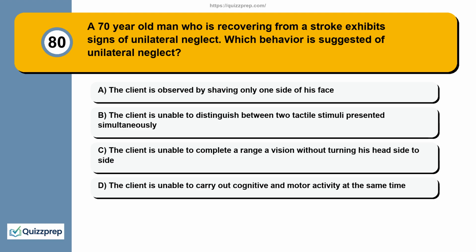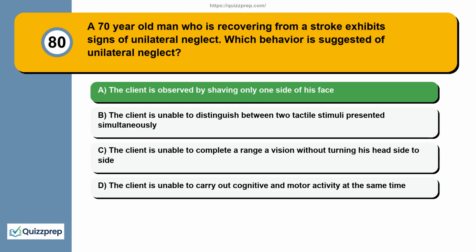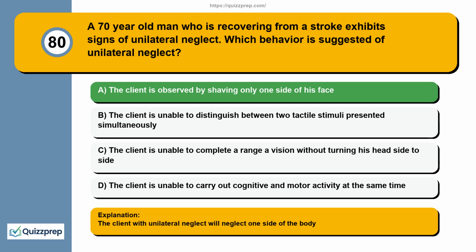Question 80. A 70-year-old man who is recovering from a stroke exhibits signs of unilateral neglect. Which behavior is suggestive of unilateral neglect? The client is observed shaving only one side of his face. The client is unable to distinguish between two tactile stimuli presented simultaneously. The client is unable to complete a range of vision without turning his head side to side. The client is unable to carry out cognitive and motor activity at the same time. The client with unilateral neglect will neglect one side of the body.